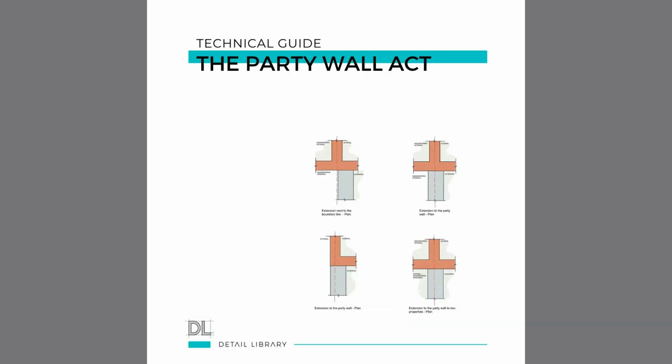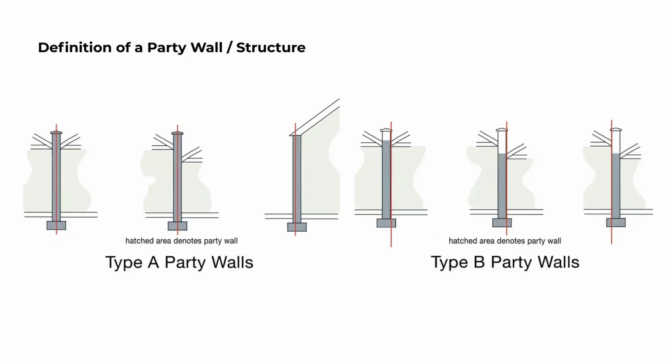Understanding the Party Wall Act is key before you start drawing. Here are a few points from our technical study that designers should keep in mind. A party wall is defined as a wall or structure shared between two properties. For example, where a wall stands on the boundary line, which is type A, or a wall that belongs to one property but is used by another, which is type B.